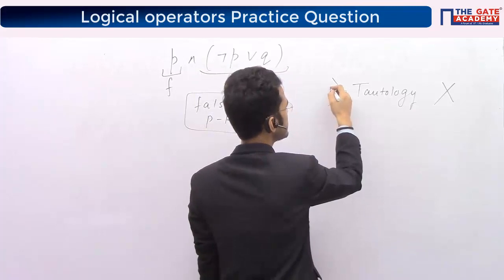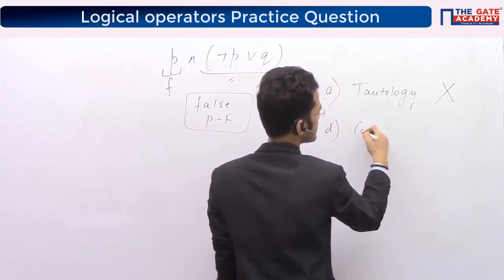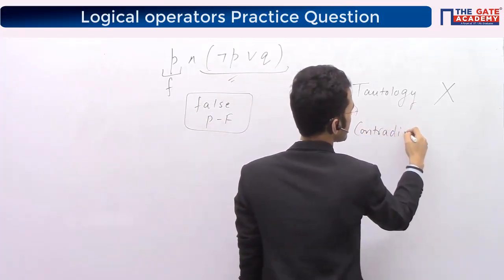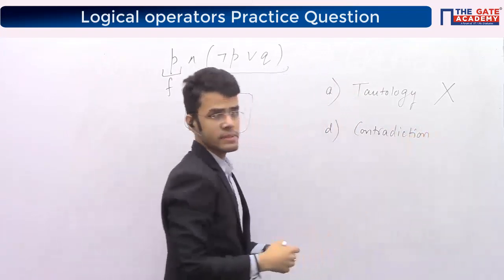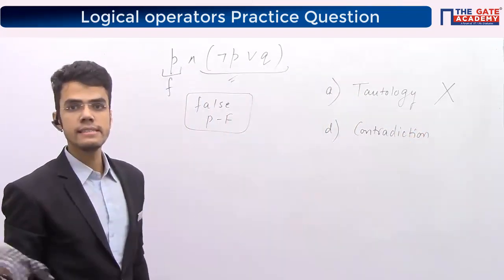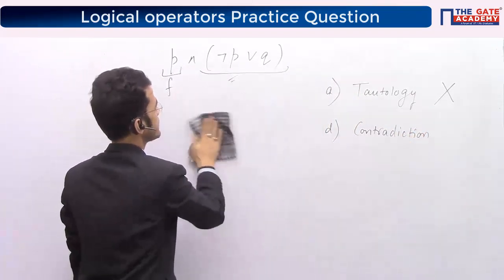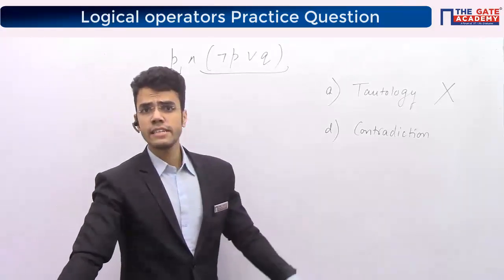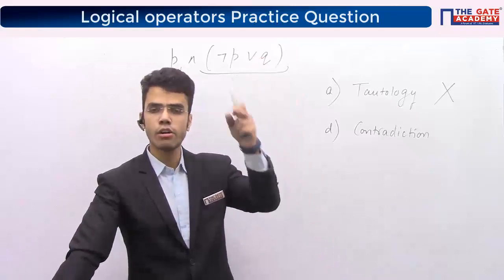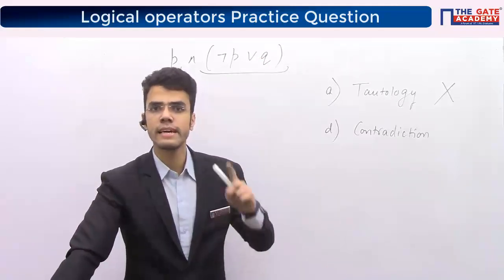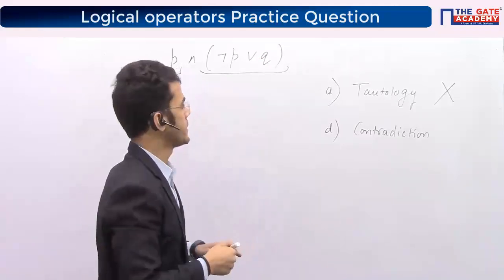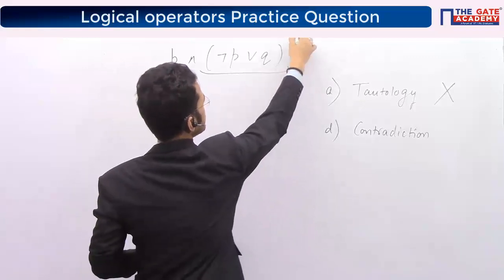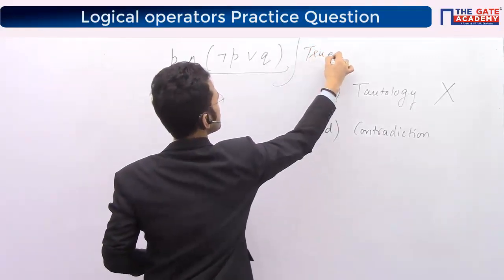Checking for the D option, contradiction. If you check your notes again, contradiction means always false. Always false means I cannot check all the options, so my approach is to try to generate one true case. So how will this expression become true?